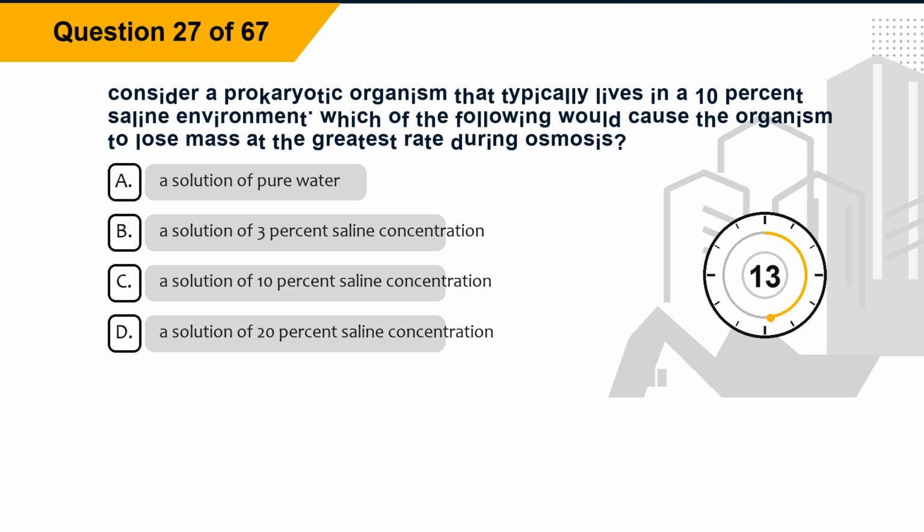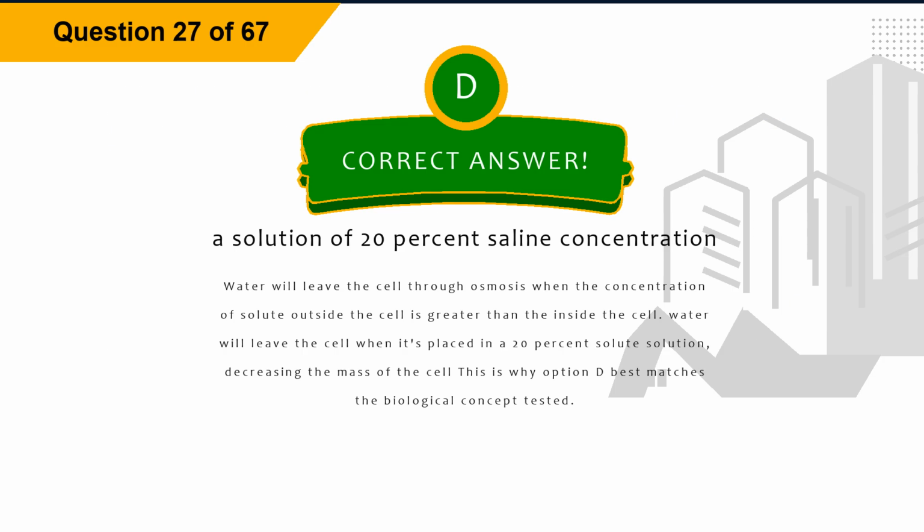Option A, a solution of pure water. Option B, a solution of 3% saline concentration. Option C, a solution of 10% saline concentration. Option D, a solution of 20% saline concentration. The correct answer is option D, a solution of 20% saline concentration. Explanation. Water will leave the cell through osmosis when the concentration of solute outside the cell is greater than the inside the cell. Water will leave the cell when it's placed in a 20% solute solution, decreasing the mass of the cell. This is why option D best matches the biological concept tested.